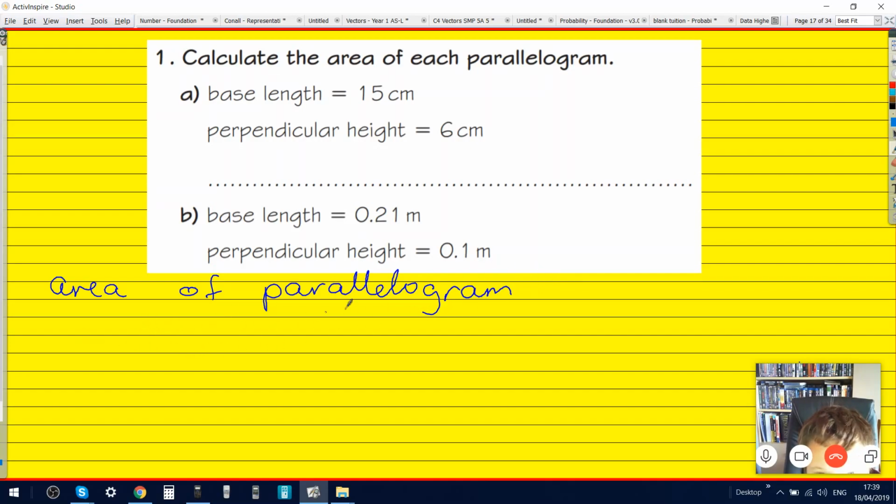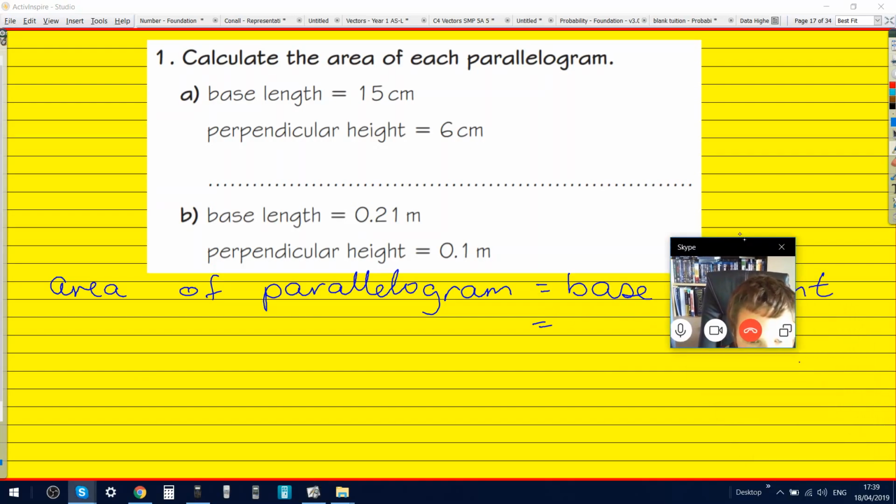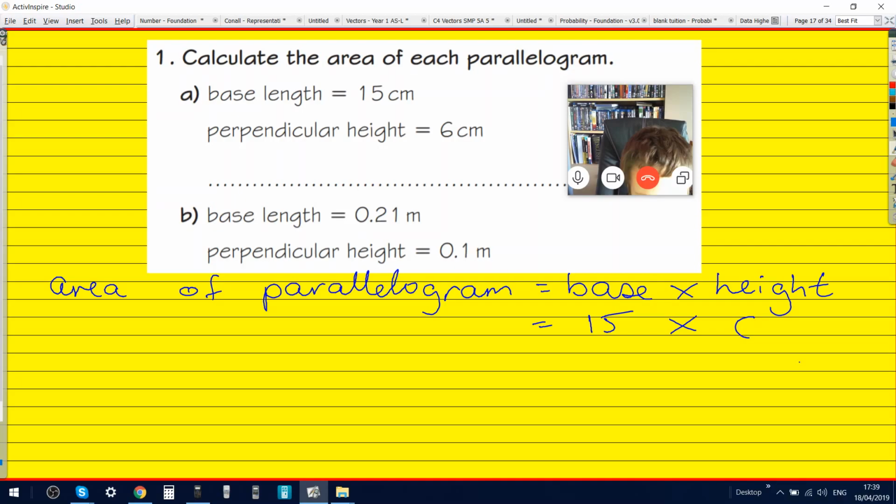And so what's the area for the first one? So we would need to do 15 times 6, which equals 90. Well done. Second one? And the second one we would need to do 0.21 times 0.1, which equals 0.21. How many digits in total after the decimal in the question? There's 3 in total. Yeah.